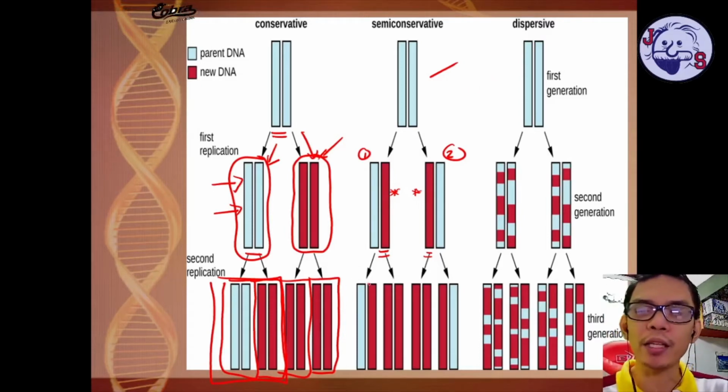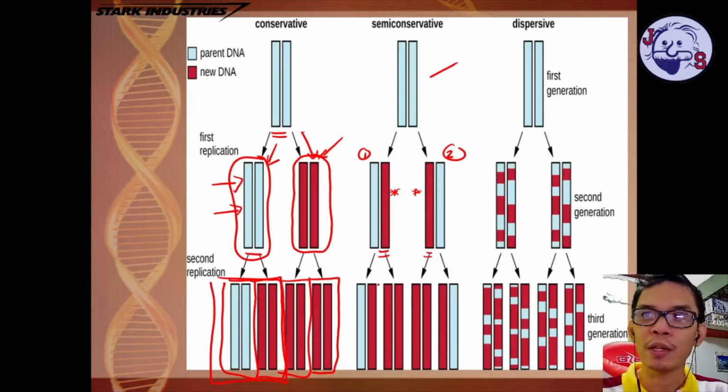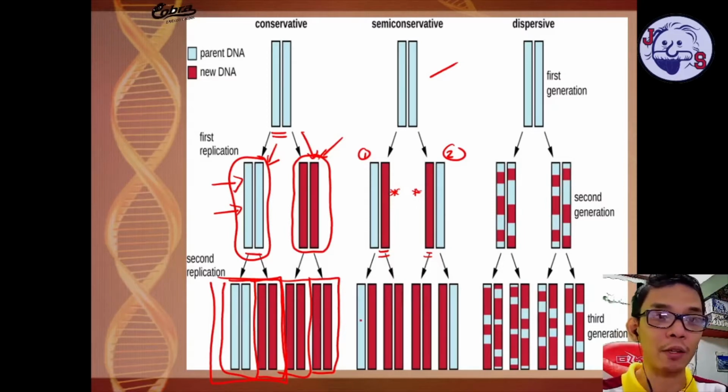Because in this model, the original DNA, which is coming from the parent DNA over here, will be preserved or conserved. Even though it undergoes several replication processes, the parent DNA molecule will continue to be conserved in the process.